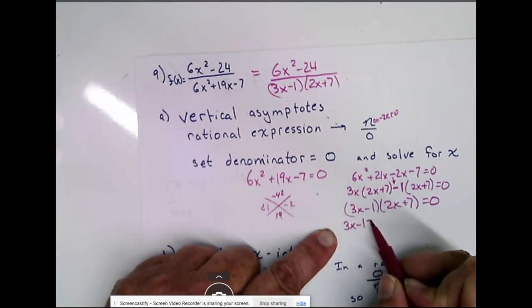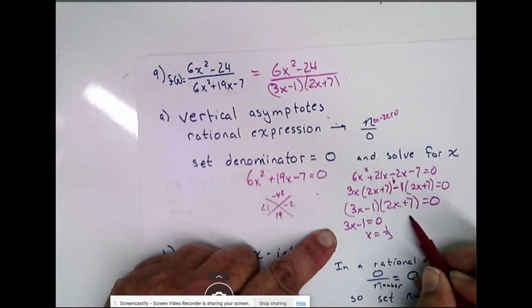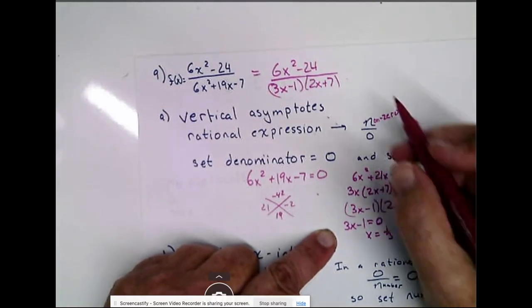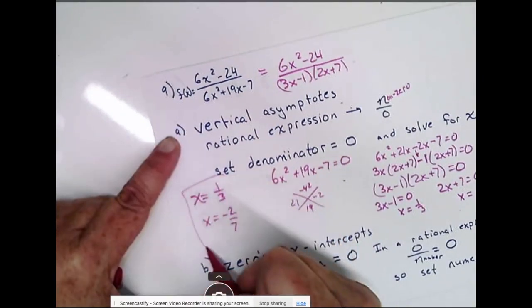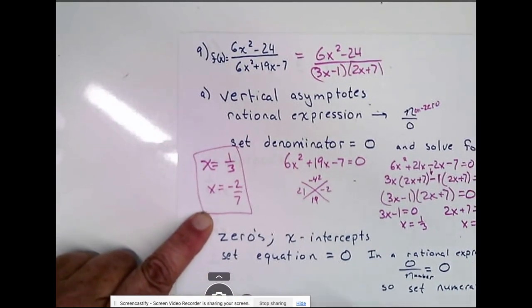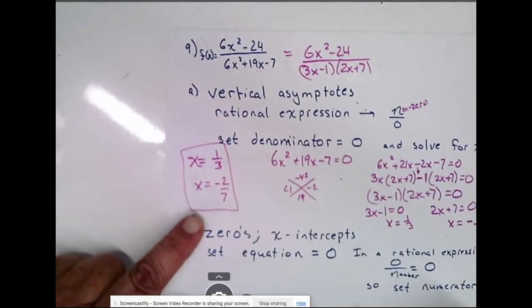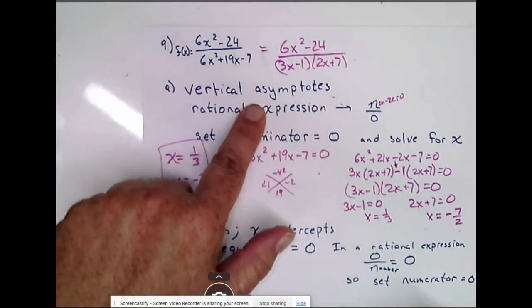So here, 3x minus 1 equals 0. That means x equals 1/3. And 2x plus 7 equals 0. That ends up being x equals negative 7 over 2. So our answer is here. So those points are both undefined. And on the graph, we would see that dotted line going up or down as it approaches these. Okay, memorize what to do when it asks you for a vertical asymptote.